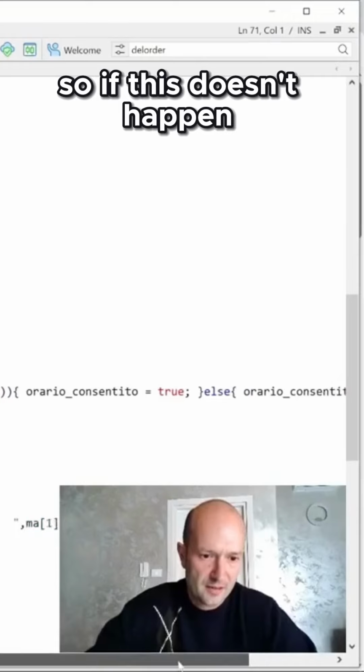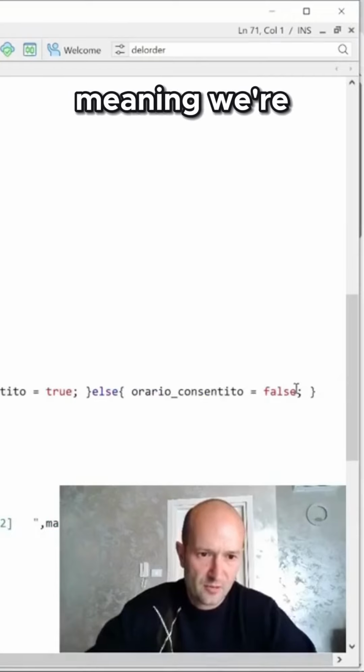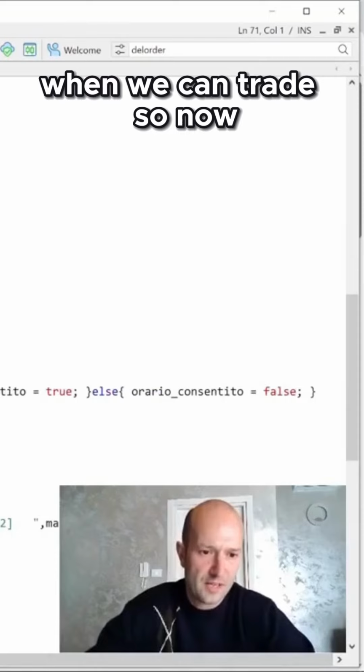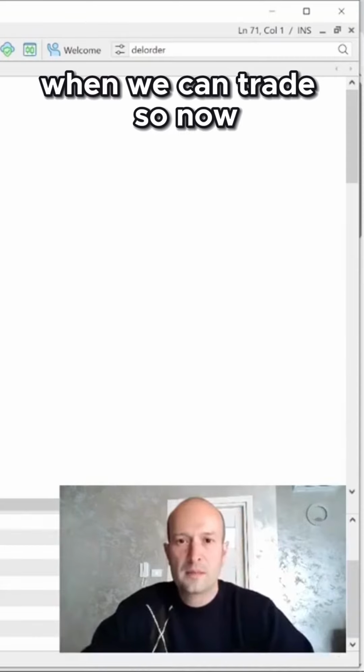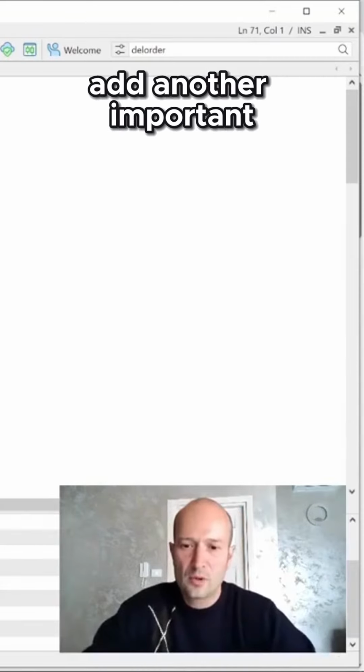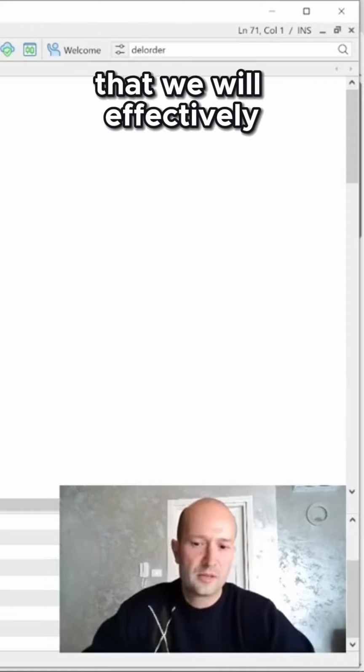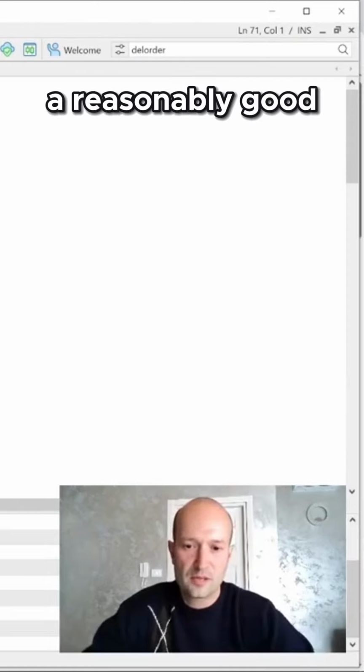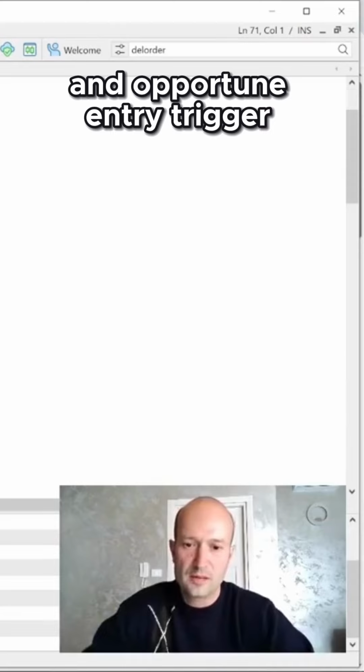So if this doesn't happen, the allowed time is false, meaning we're not within the time window when we can trade. So now let's proceed to add another important moving average that we will effectively utilize to precisely pinpoint a reasonably good and opportune entry trigger.